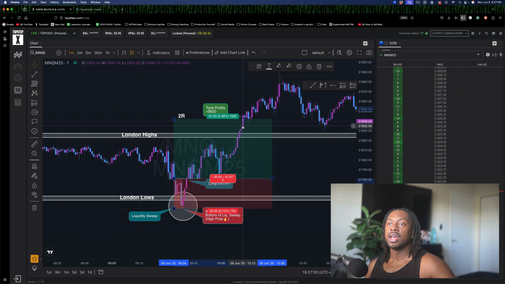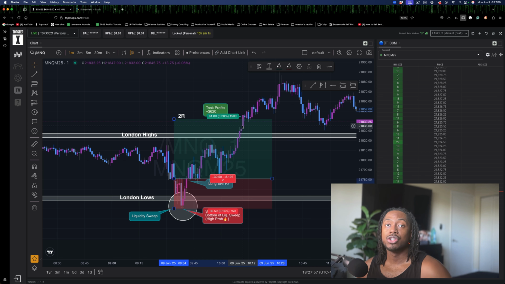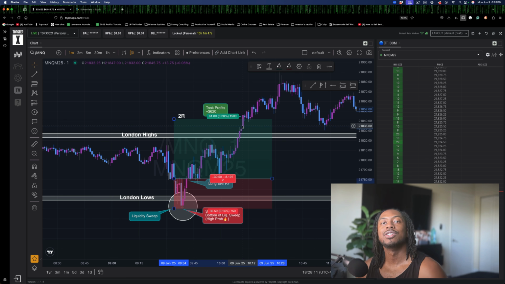All right. I know this was a very short video, but this was a pretty short trade. I think the key to this trade is just identifying liquidity sweeps for high probability setups. And once you enter, put your stop loss at the bottom of the liquidity sweep if you're going long, and just be hands off and allow price action to do its thing as it goes for your 2R.